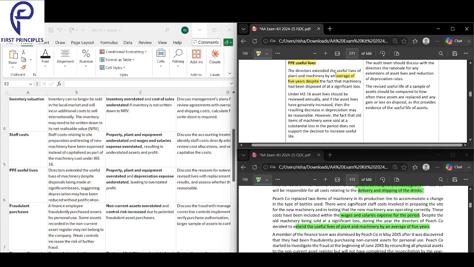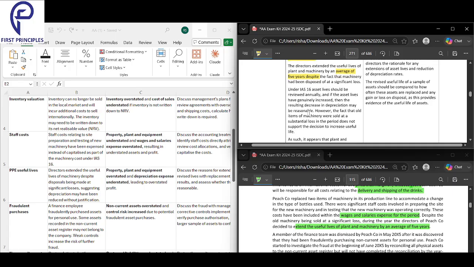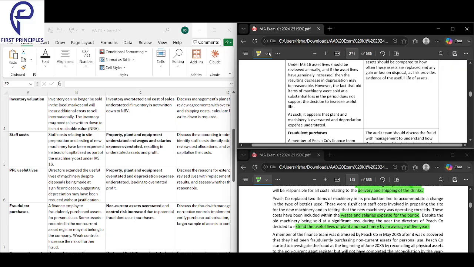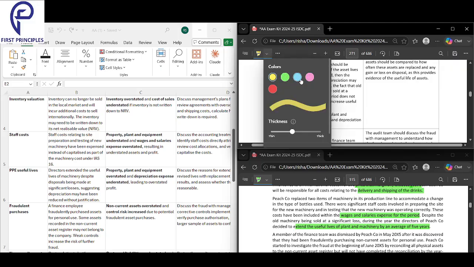Why have they increased it, despite all the machinery selling at a loss? That means the machinery value is not at market. You're disposing of old machinery at a loss, so why are you increasing the useful life? So the risk is that. Why is this a risk?